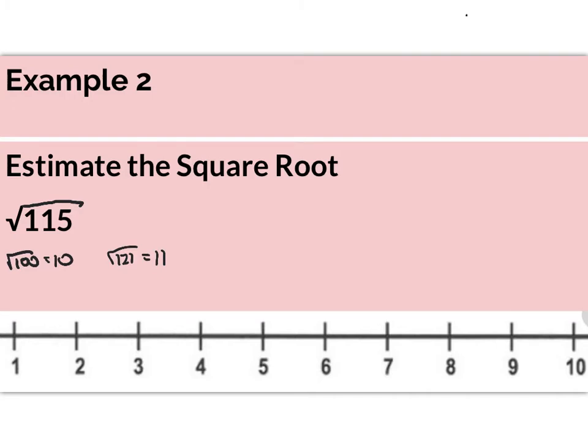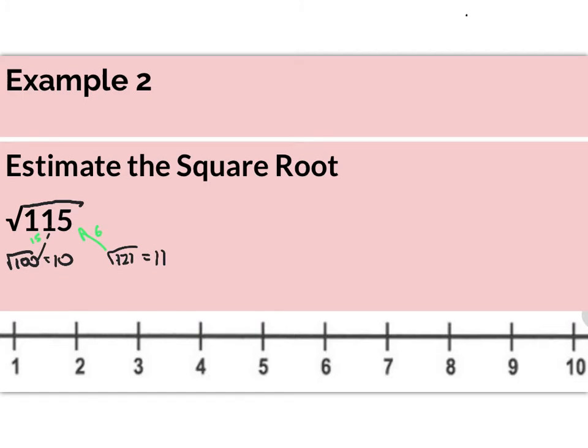So 115, is it closer to 100 or is it closer to 121? Well, 115 is 15 away from 100 if we subtract the numbers. And if we subtract the numbers going this way, 121 minus 115 is only 6 away. The difference between 115 and 100 is 15. The difference between 121 and 115 is only 6. So we're going to estimate the square root to be closer to 11.